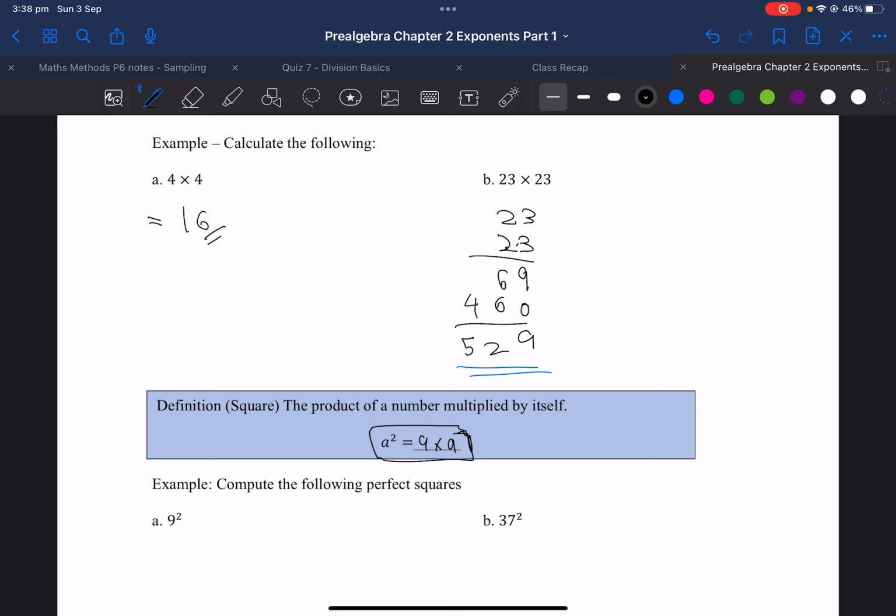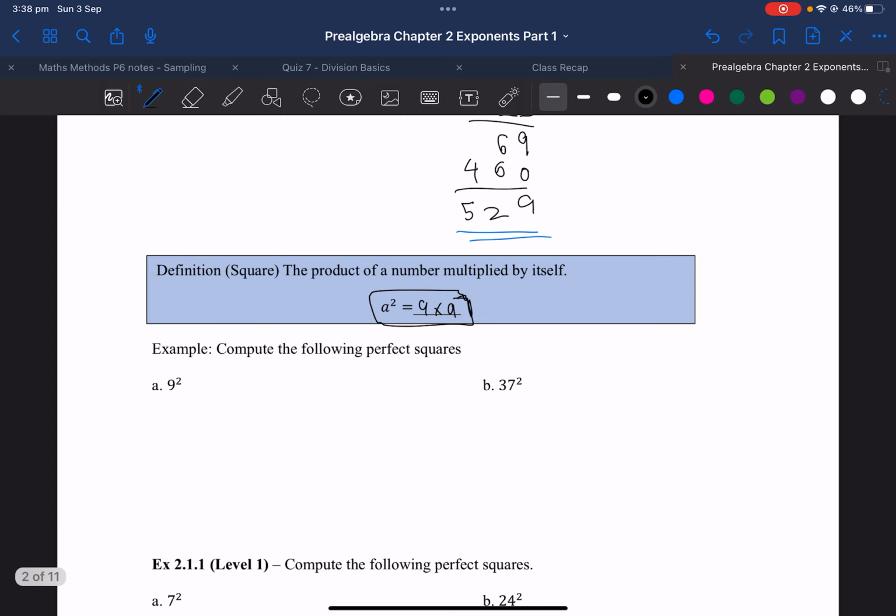Alright? So now can you calculate the following squares then? 9 squared and 37 squared. Careful in your long multiplication. Because you obviously know how to do it, but just gotta cut out the silly mistakes, right?